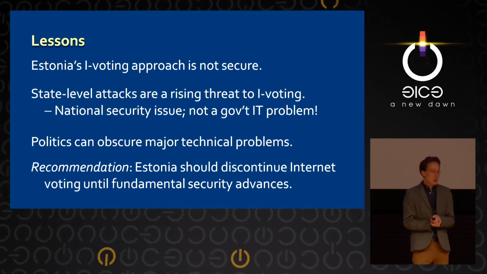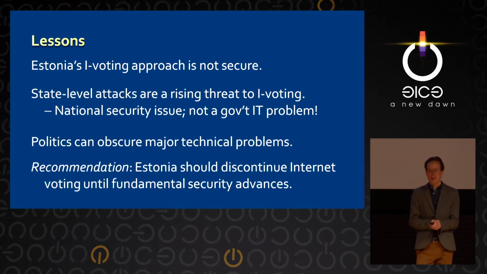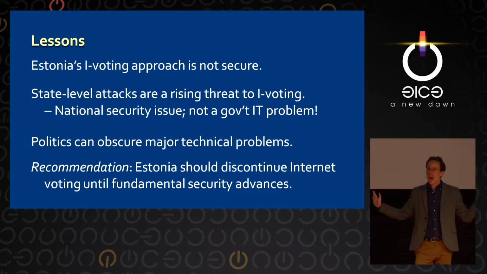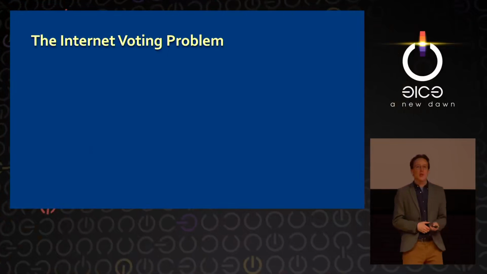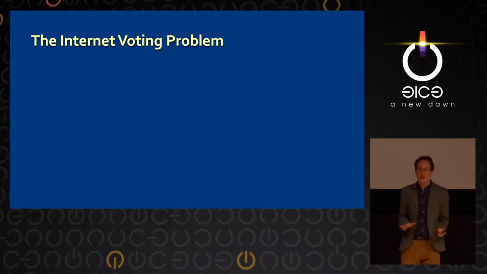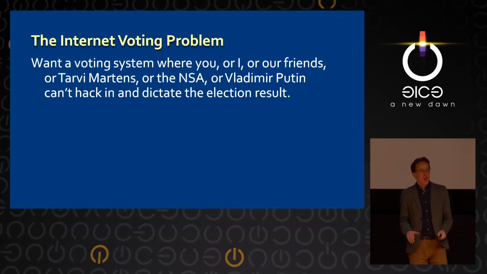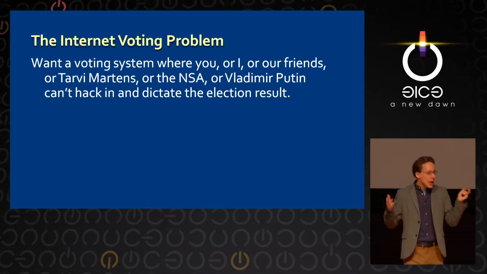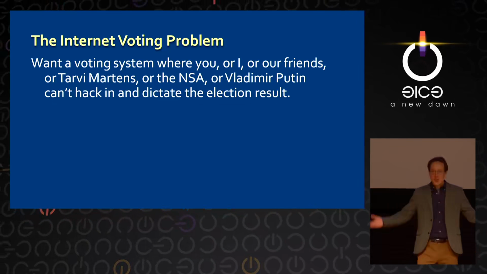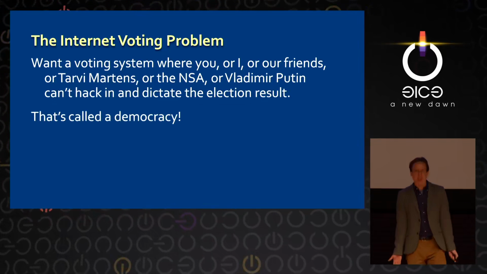Our recommendation is Estonia should discontinue their internet voting system until their fundamental security advances. But I don't have much hope for them. But just to conclude, here's what I see as the fundamental problem with internet voting. We want voting systems where you or I or our friends or Tarvi Martins or Vladimir Putin or the NSA can't just hack in and change the election outcome. It's as simple as that. We want democracy.